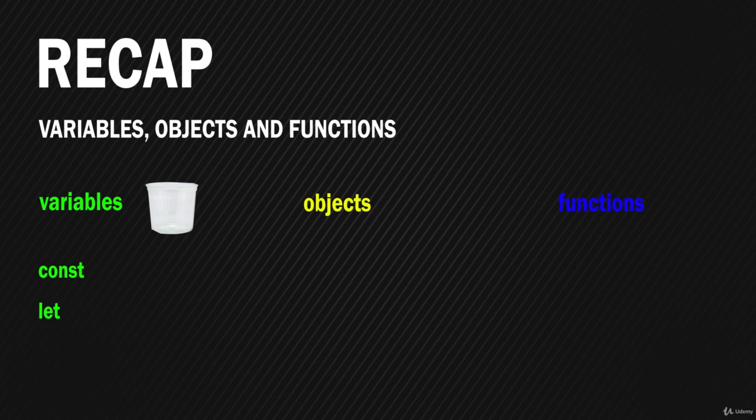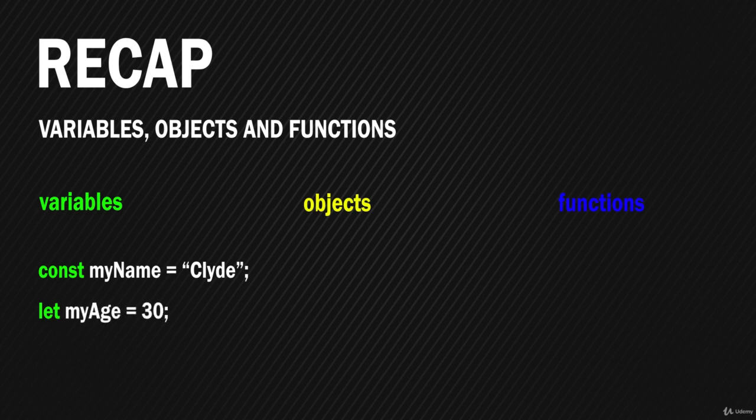It's just a container. When we use const, we know that we don't want that to ever change. For example, my name. But when you use the let keyword, you're stating that you actually can reassign that variable if you want to. So for example, every year your age is going to change. So that's a variable. You've got that covered.